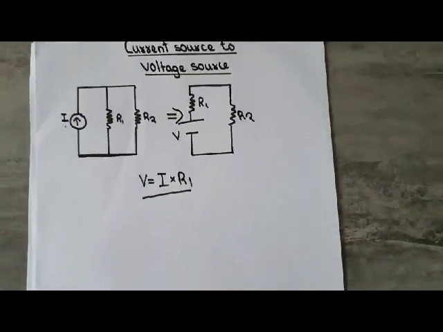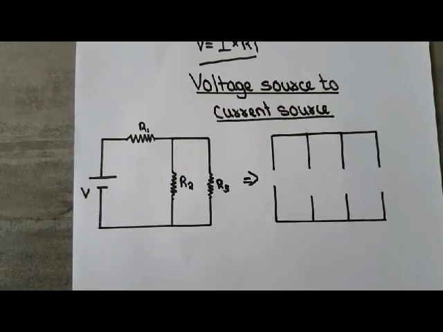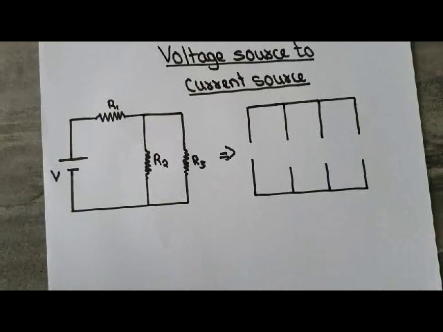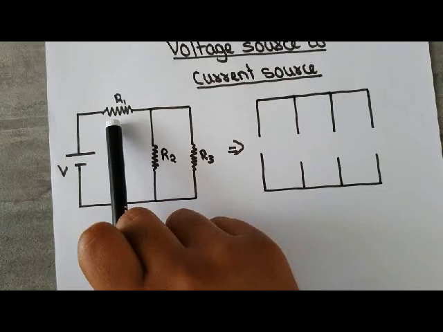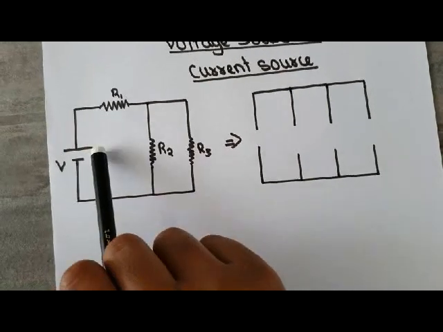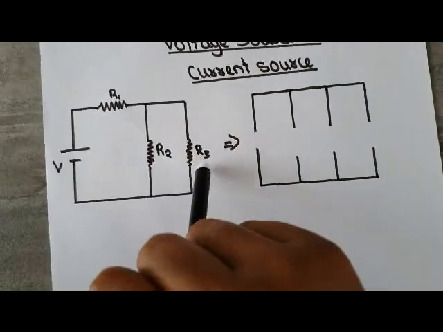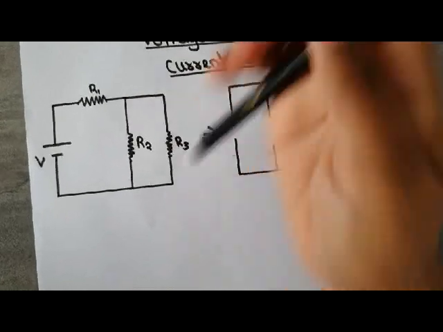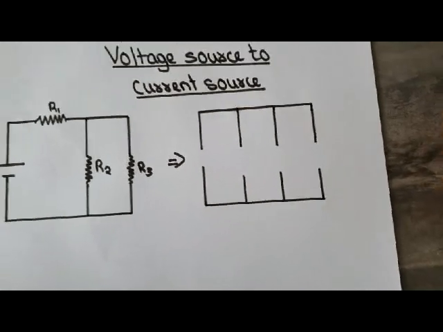Next, let's do voltage source to current source. I have a simple circuit to convert a voltage source to a current source. In the voltage source we have a series resistance R1. The voltage source is connected to a series resistance R1, and there's R2 and R3 which are connected in parallel. Let's convert it. Here I have a framework of the current source circuit.